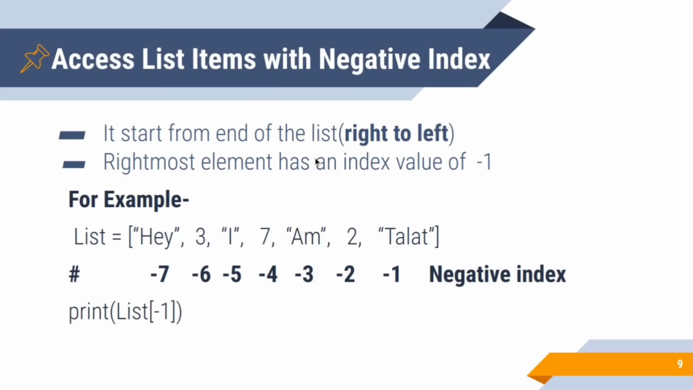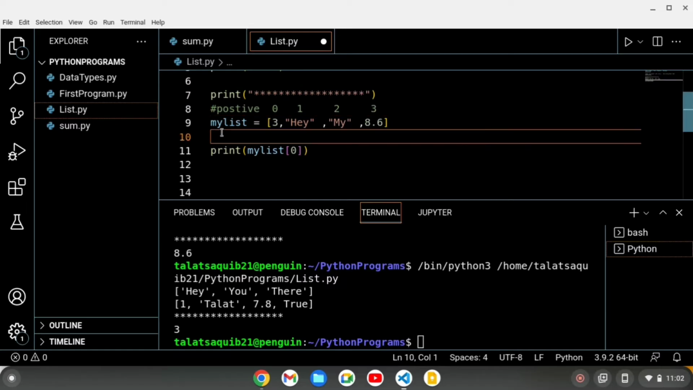Let's check how we can access elements with negative indexing. Negative indexing starts from right to left, and the rightmost element has an index value of -1. It goes -1, -2, -3 like this. Just write it here, negative indexing. It will start with -1, the last value, then -2 which is second, then -3 and -4. Like this is negative indexing.